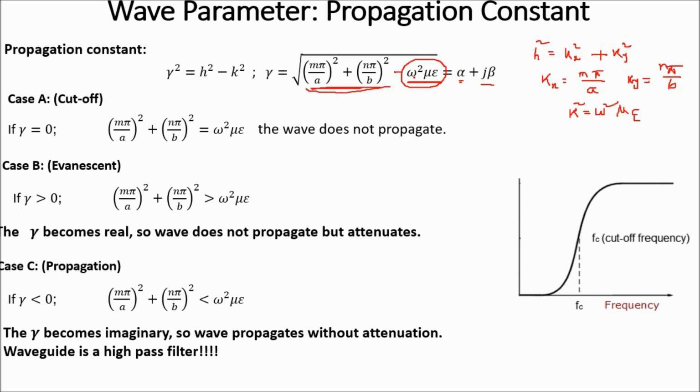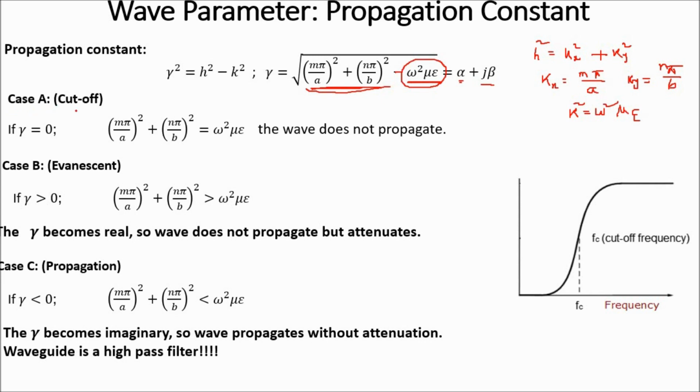So if omega is higher, then you can get an imaginary part, or a phase constant part. But when omega is a small, low value, then you can get a real part, or the attenuation constant, or the attenuation factor. So depending on the value of omega, we might find three cases.